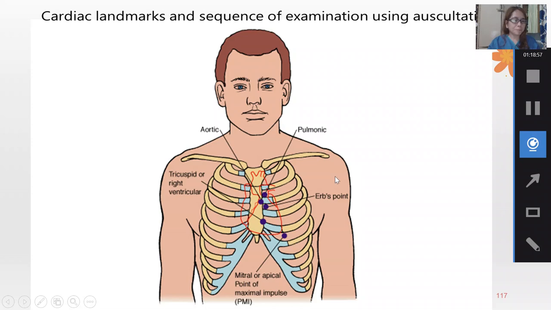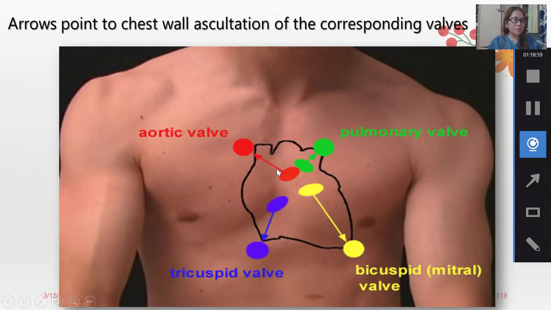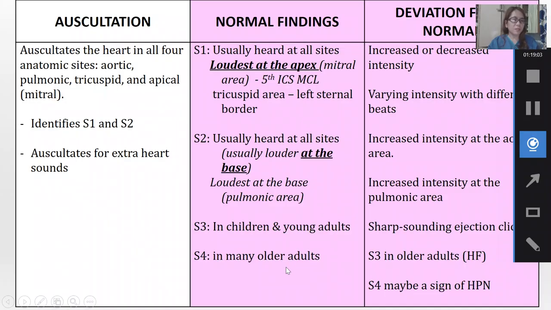Okay? Ito mas better. So, aortic, pulmonic valve, yan, tricuspid valve. So, auscultate the heart in all four anatomic sites, yung aortic, pulmonic, tricuspid, and apical. You have to identify the S1 and S2 sounds, which is your lub and dub. Auscultate for extra heart sounds, which is wala dapat.